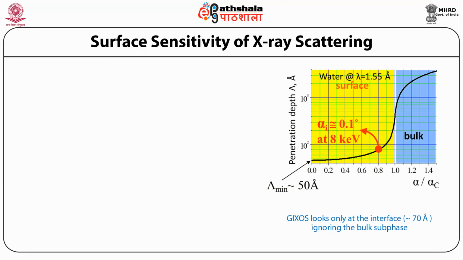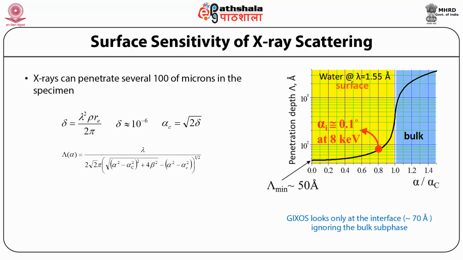It is important to talk about the surface sensitivity of X-rays. X-rays can penetrate several hundreds of microns into the specimen. It has a great penetrating power. It's a high energy radiation. But X-rays have the phenomenon known as total external reflection, just as we have learned. Due to this, we can make the incidence angle of X-rays on the surface less than the critical angle. If it is less than the critical angle, then the X-rays are totally reflected back into the same medium.